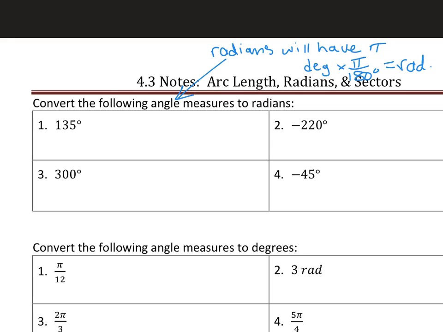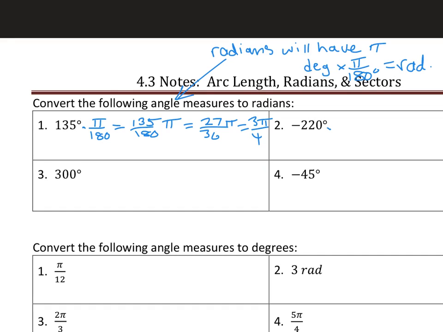So example, we have 135 degrees. We're going to multiply that by pi over 180. You're not going to go grab your calculator. You're just going to reduce this out to an exact answer. So 135 divided by 5 is 27. 180 divided by 5 is 36. I'm just reducing out. And I could see 27 and 36 are both divisible by 9. And so I end up with 3 pi over 4 radians.